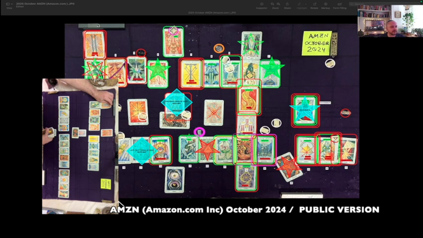Now we're going to take a look at the September reading. September's almost completed. Let's see how we're doing thus far for September. Then we're going to come back and we're going to give you one of the best trades that we see for the month of October.